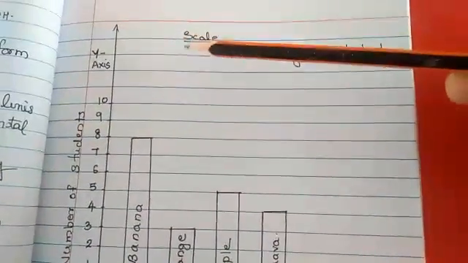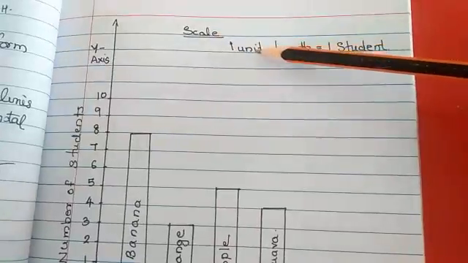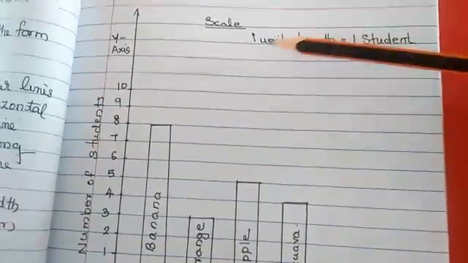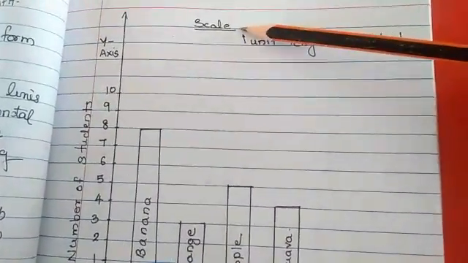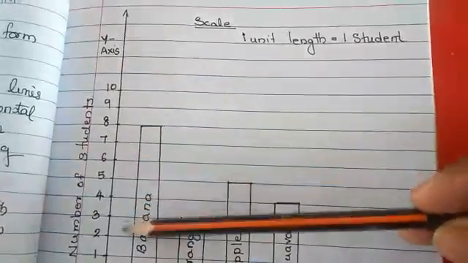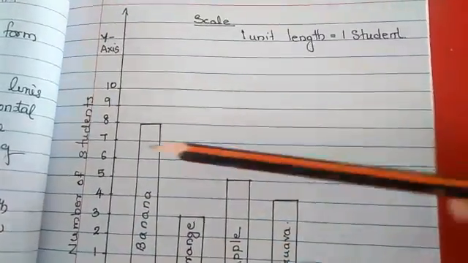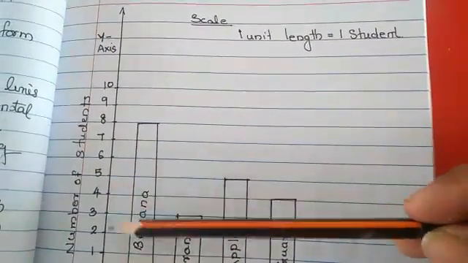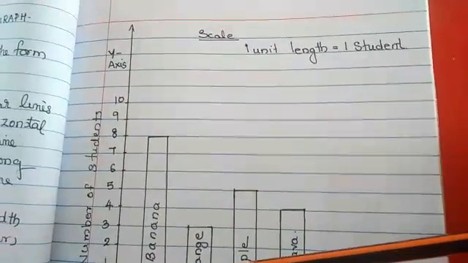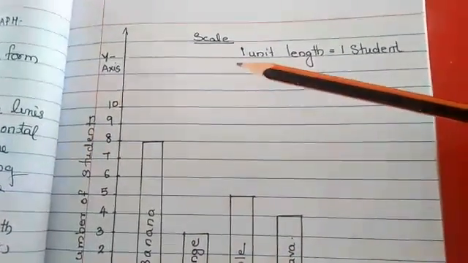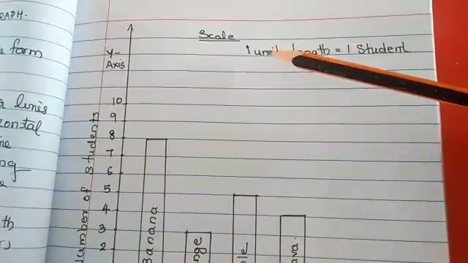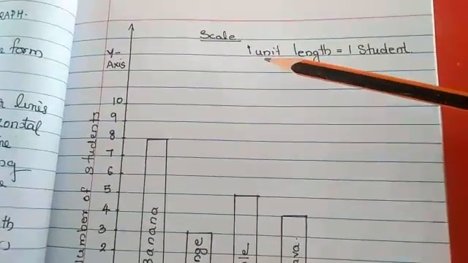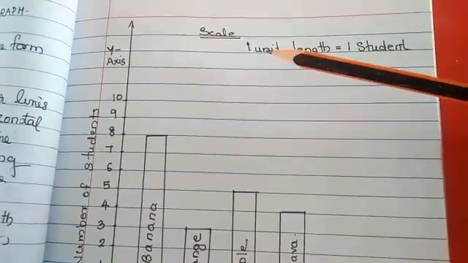So I wrote the scale on the top of the graph. Like this you have to write the scale. First draw the vertical and horizontal lines and mark along the line what you are going to mark there. Then write the scale on the top of the bar graph. Okay, in the graph sheet.